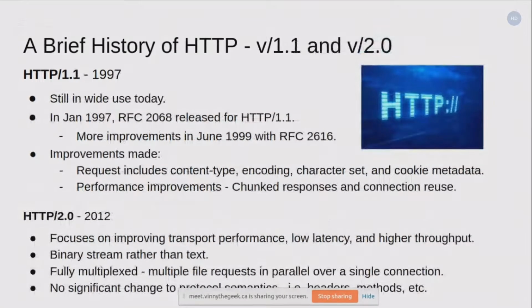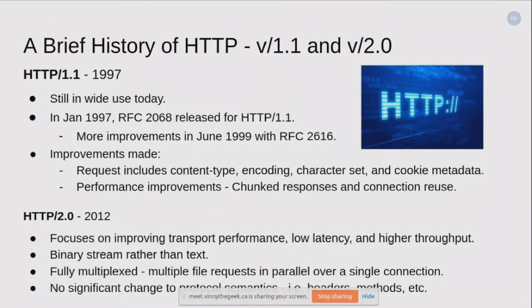Okay, moving on to version 1.1. We're getting close to 1997, and you can see it's right on the back of version 1. We were already starting to move to version 1.1. They were developing a lot of this really rapidly in that period because of the interest. In January 1997, RFC 2068 was released for HTTP version 1.1, and more improvements came out in 1999 with RFC 2616. Some of the improvements were around content type, encoding, character sets, and cookie metadata, a lot of fleshing out the functionality of HTTP.